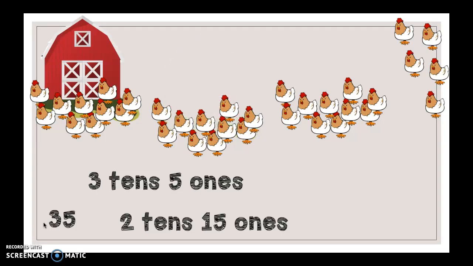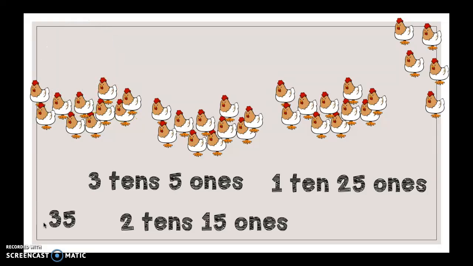Watch this. Oh man, what do you think I'm going to say for this one? I see one group of tens, and then how many ones do I have? 10, 20, plus 5, 25. So I have 1 ten and 25 ones. Okay, wilder still. Boom. Whoa, how many chickens do I have now? Well, I don't have any groups of tens anymore.